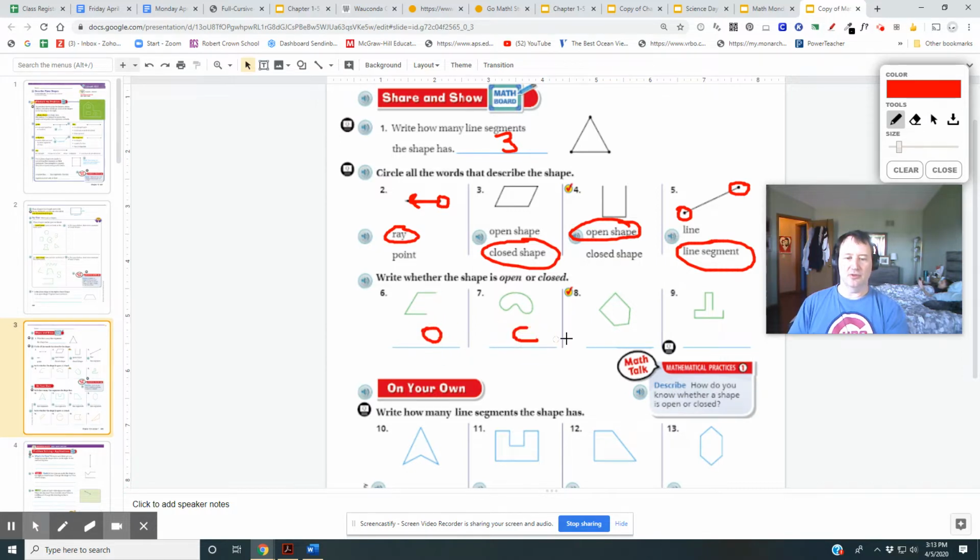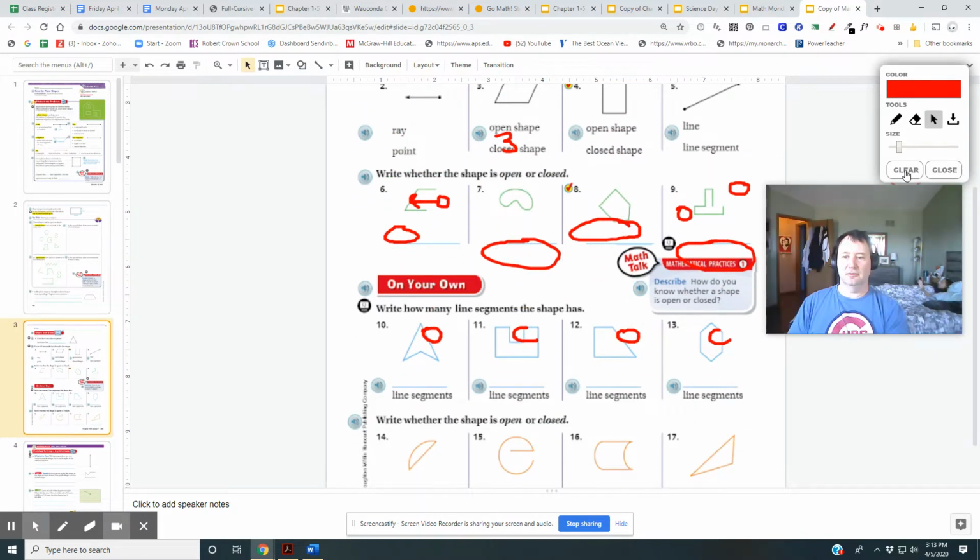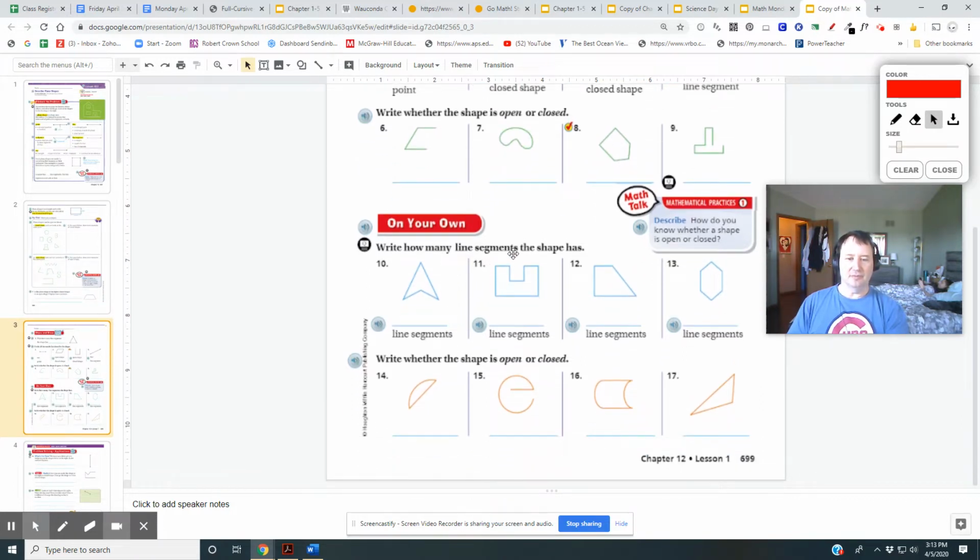Write whether the shape is open or closed. Open, closed, open, closed. How many line segments does the shape have? So if I look here, 1, 2, 3, 4, 4. 1, 2, 3, 4, 5, 6, 7, 8, 8. 1, 2, 3, 4. 1, 2, 3, 4, 5, 6. Write whether the shape is open or closed. Open. Oh, nope, sorry. Closed. Open. Closed. And closed.